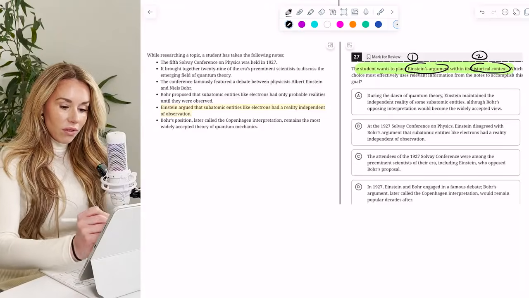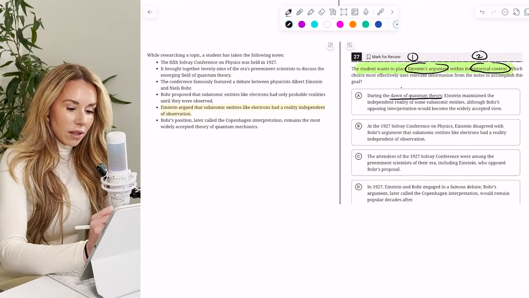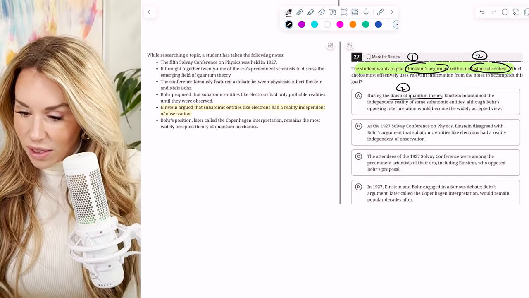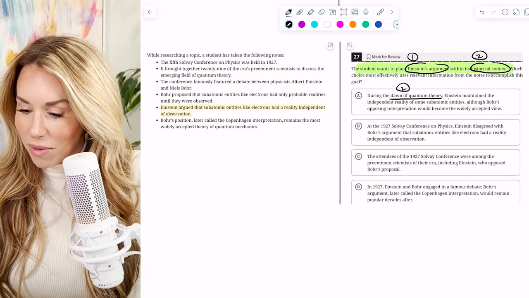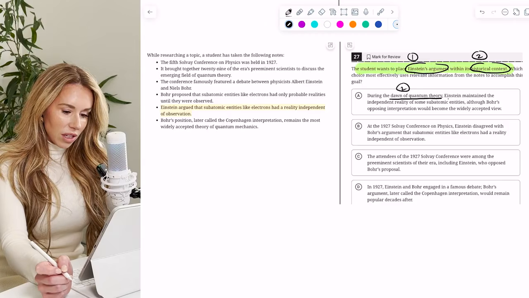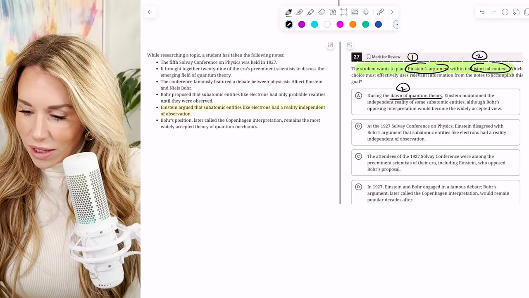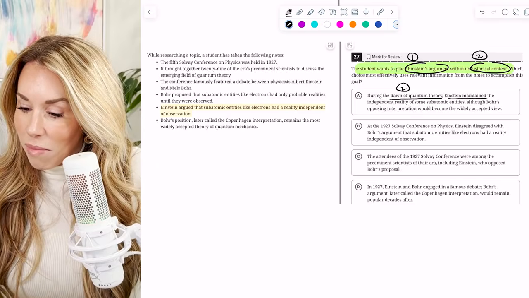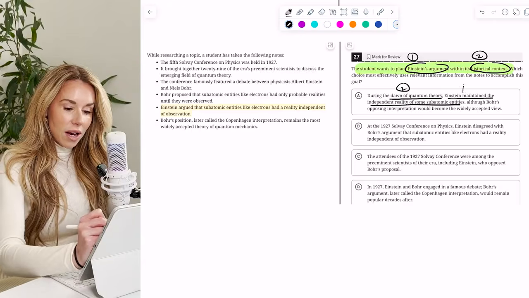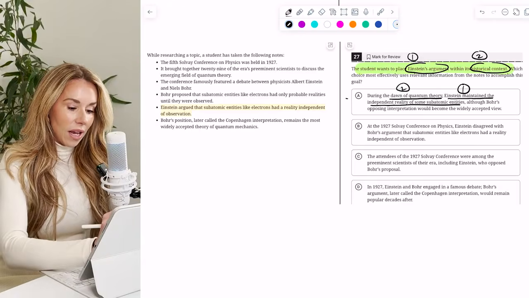A, during the dawn of quantum theory, okay, well, that would be the historical context. Einstein maintained the independent reality of some subatomic entities, although Bohr's opposing interpretation would become the widely accepted view. Okay, Einstein maintained is a synonym for argument. That sounds good. I'm going to hold A.